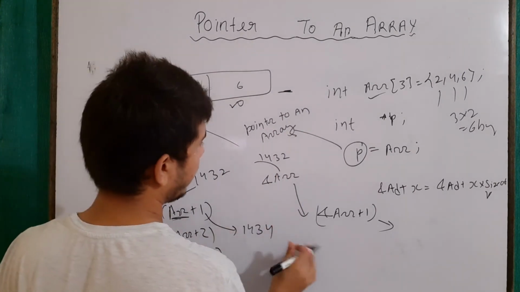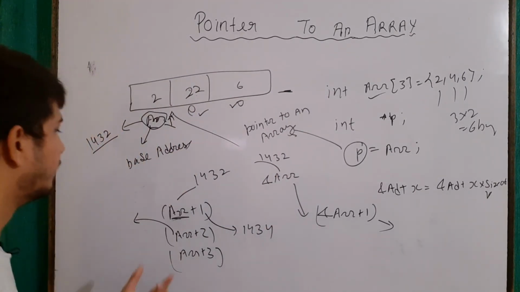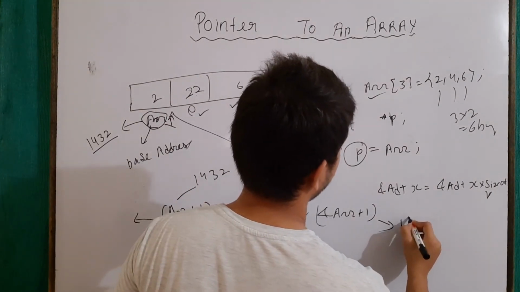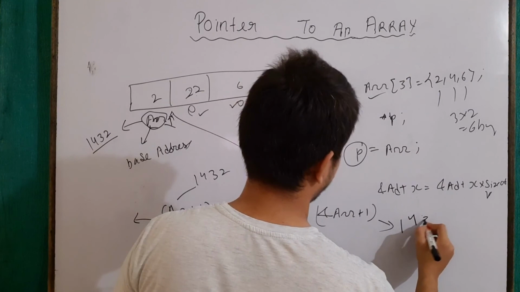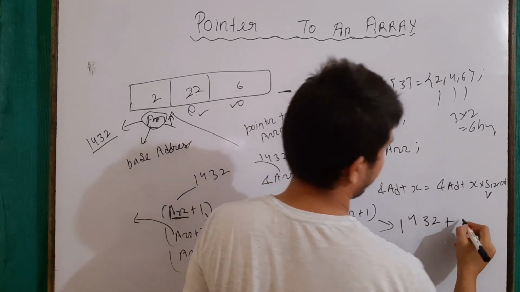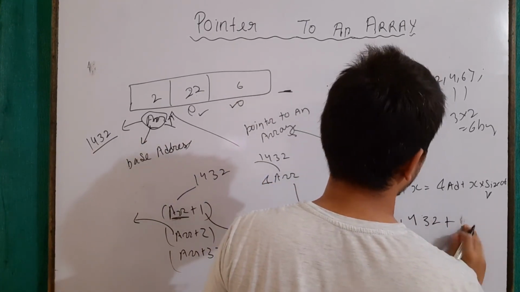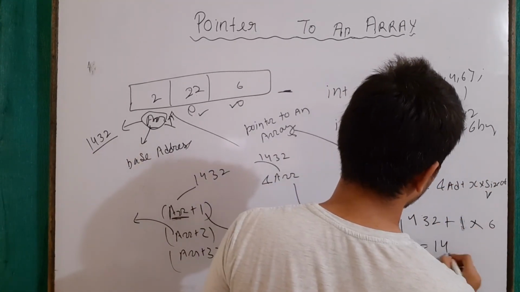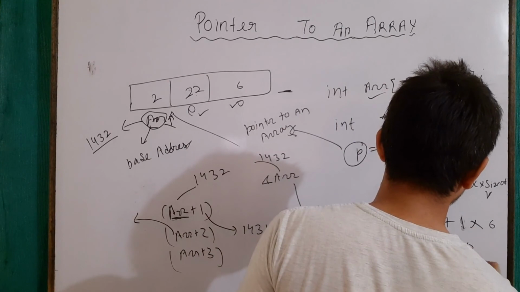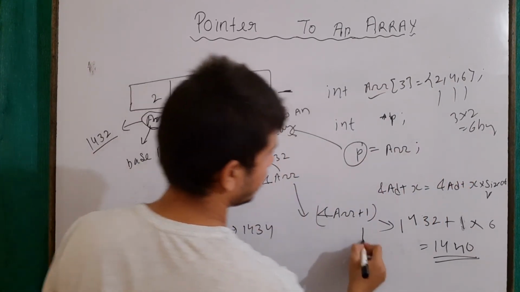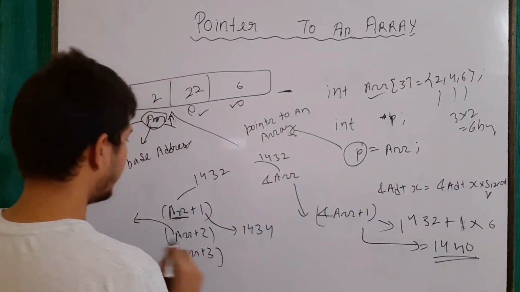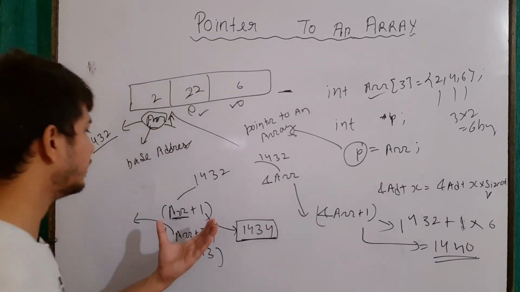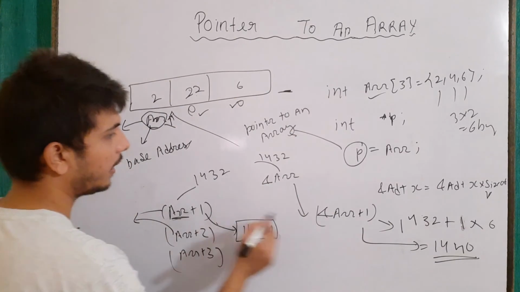So always keep in mind that while using a pointer as an array we have to use this notation. Here it will give me, let's say, 1432 plus x is 1 and size of this array is 6. So it will give me 1440, right? Address of array plus 1 is giving me 1440 and here it is giving me 1434, right? So when accessing the values, use the array, not address of array.